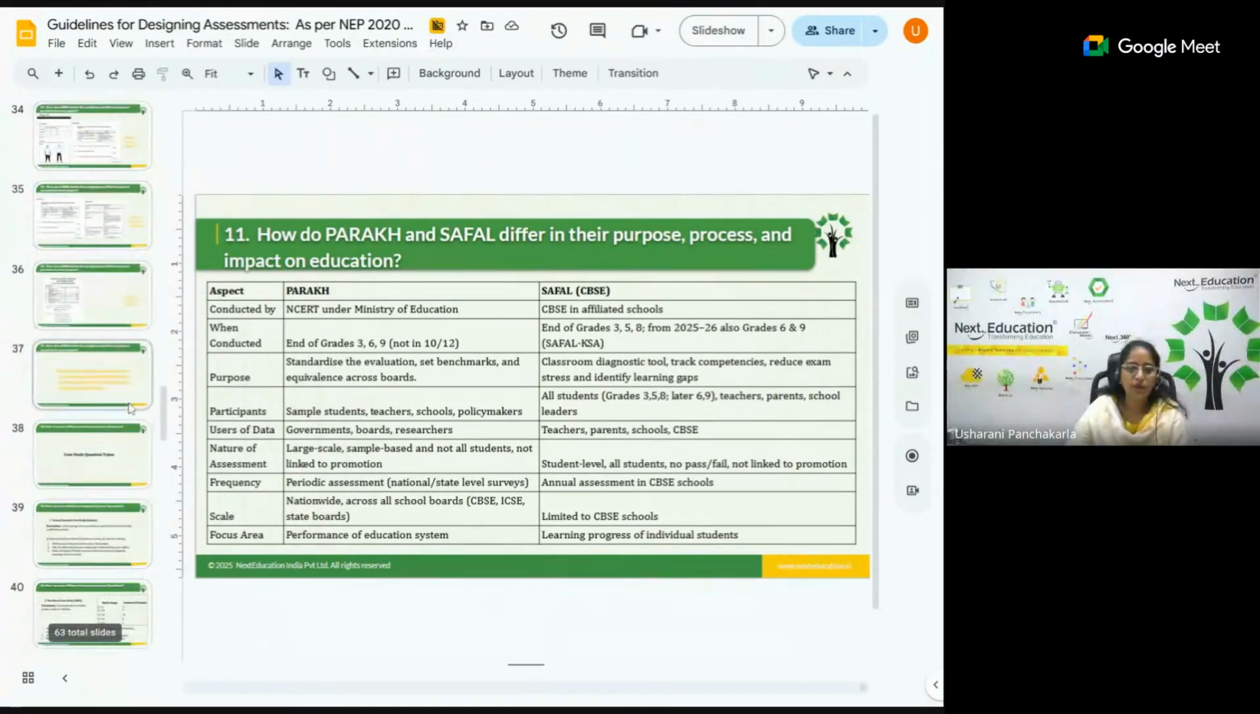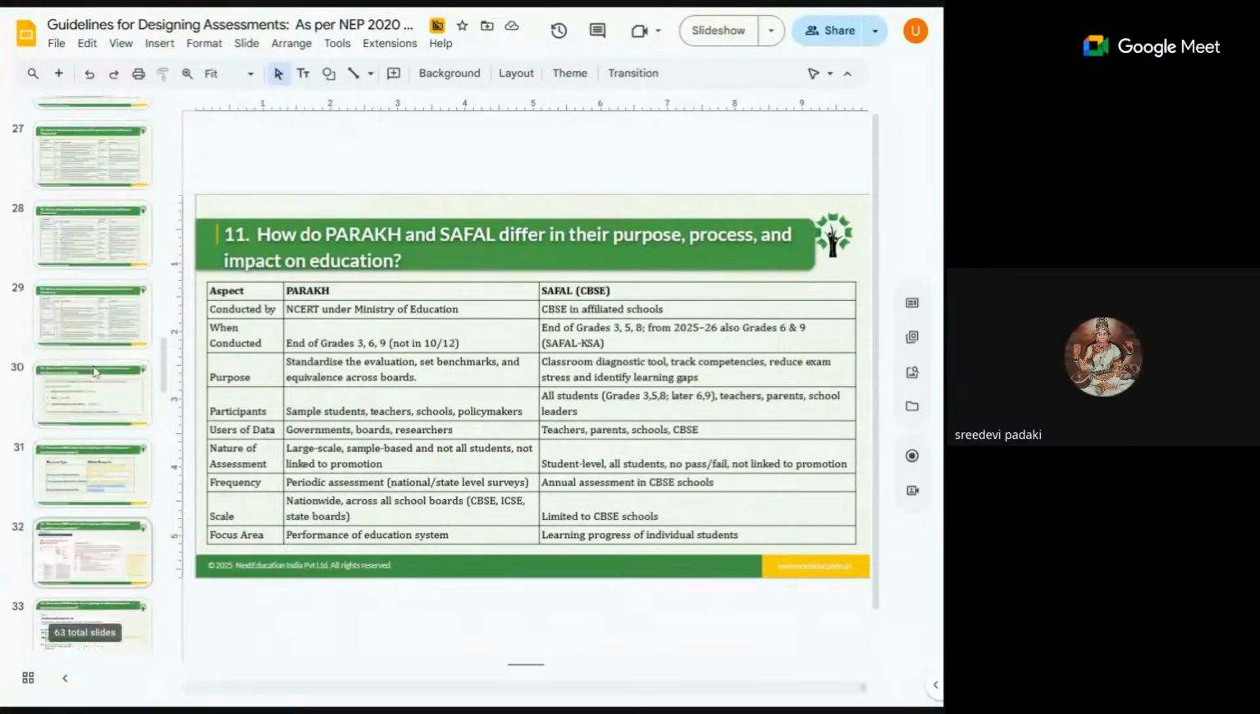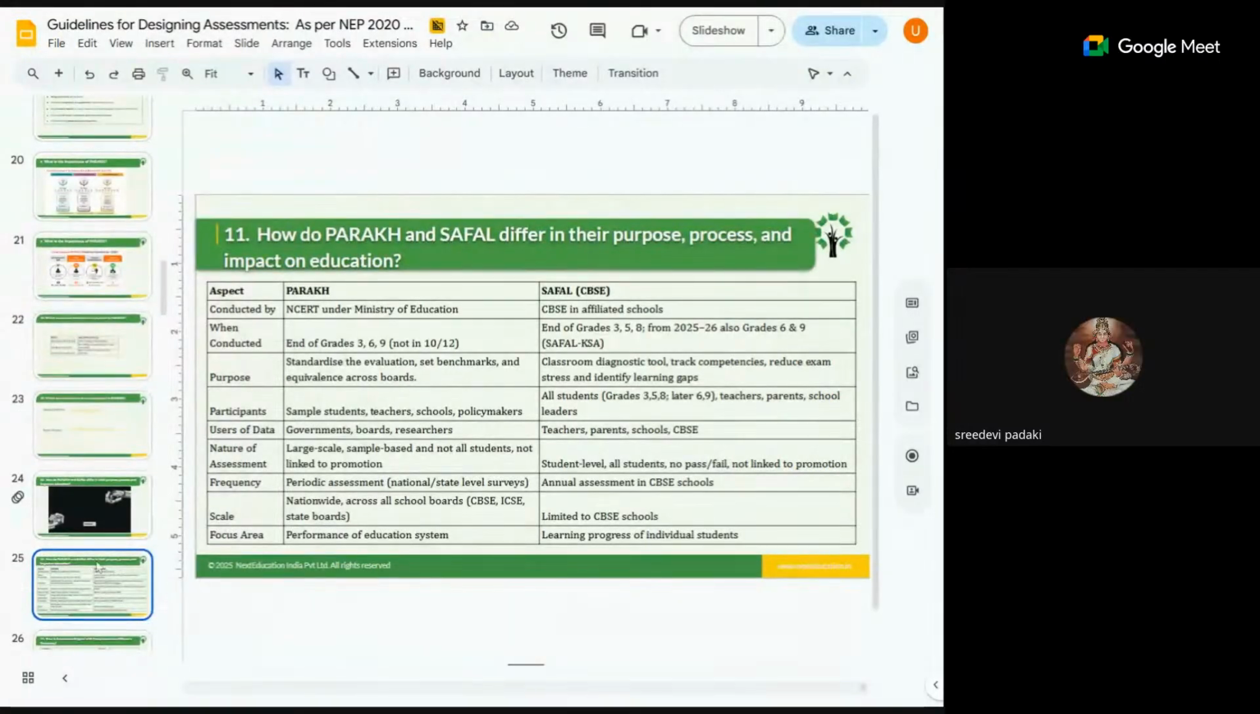Meanwhile, as an outsider, I have a question. You are giving all these SAFL, PARAKH, all this for the schools. If the parents are interested, what is the role? Is there any possibility for the parents to take this up? Not all schools will have equal interest; there's no time, they'll have various constraints. But as a parent, what can a parent do? Is it possible for a parent to enroll for PARAKH or SAFL?